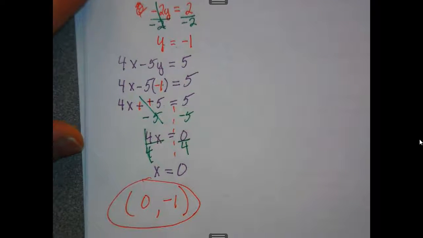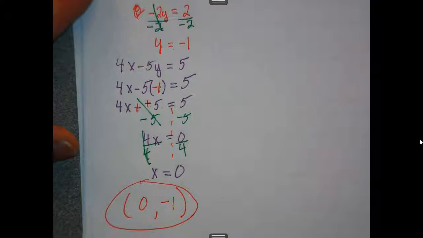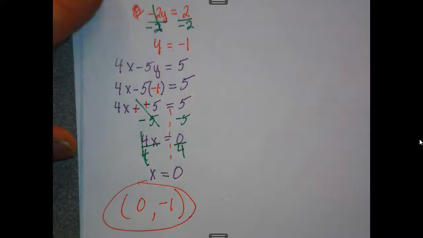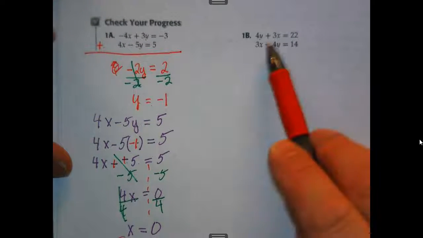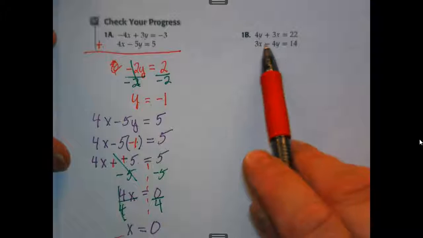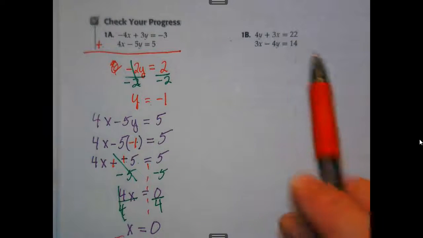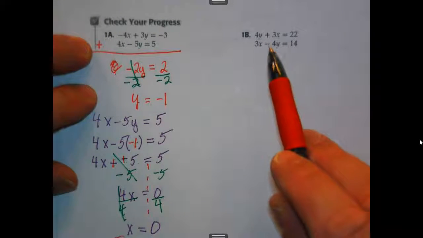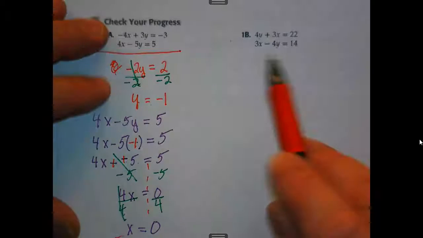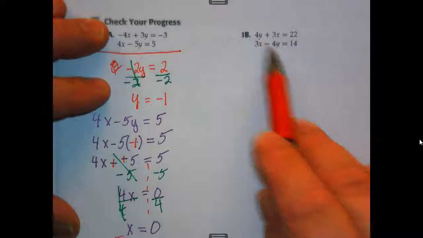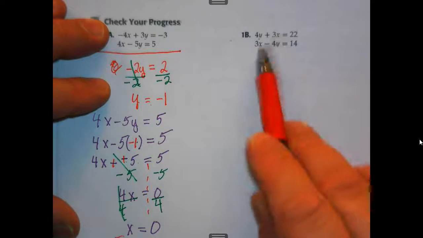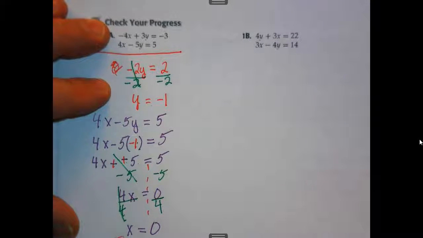Questions? All right, let's do the next example here. 1b. Step 1, align the variables, the y's and the x's in this case. So this time I have to align my y's and my x's. So I have to rewrite this.